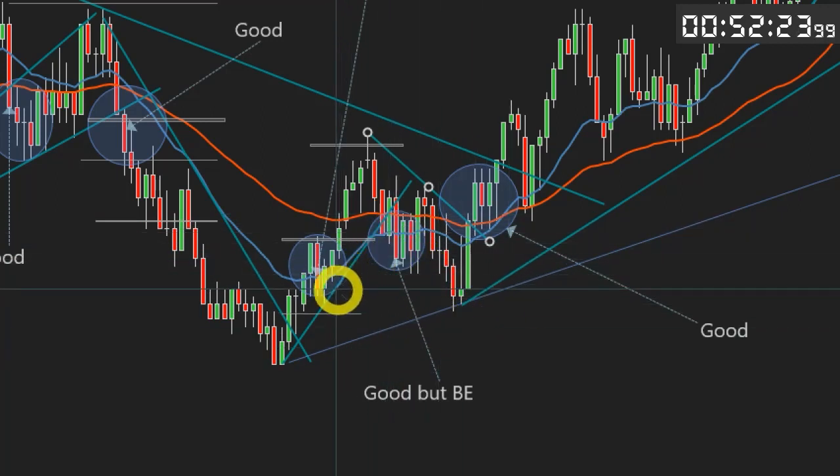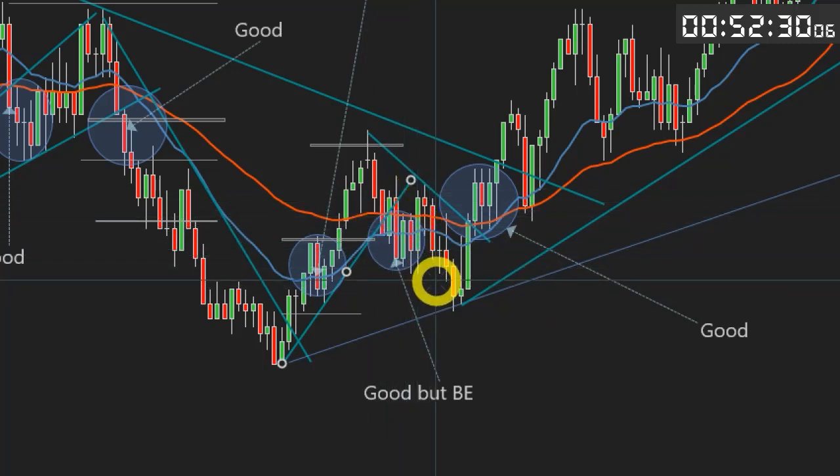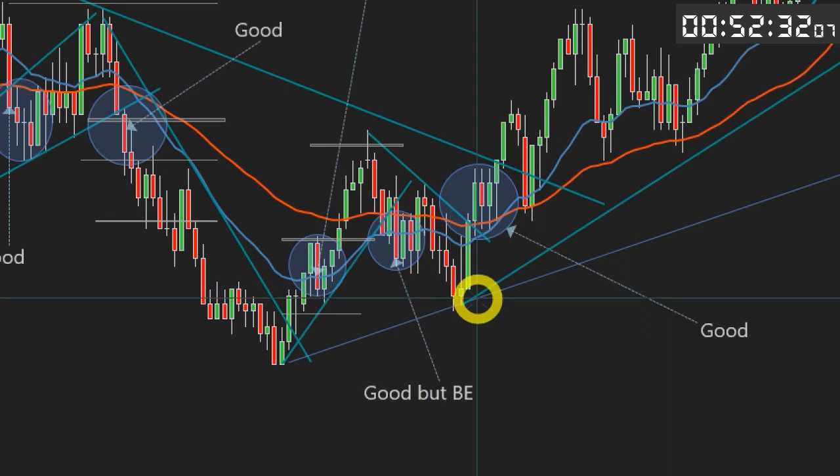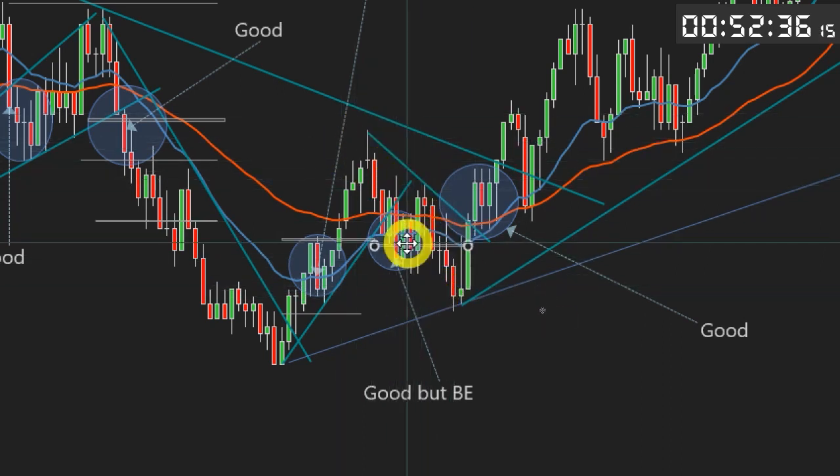It breaks this little trend line up. It breaks the moving averages, and it's so choppy. So this would have probably been break even or even a small loss, depending on where you put your stop loss. Let's take a look at that. Once it breaks here, we try to wait for it to come up.